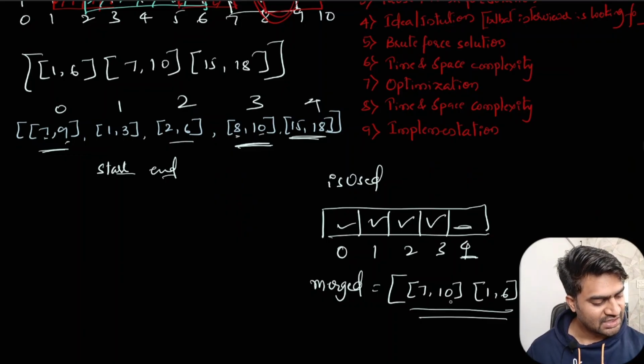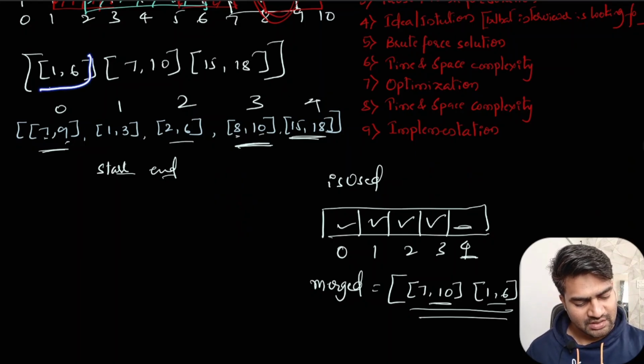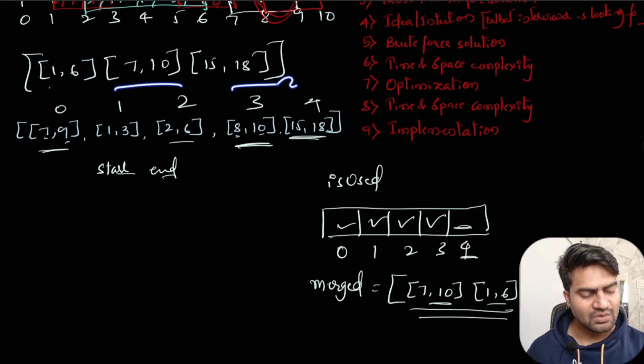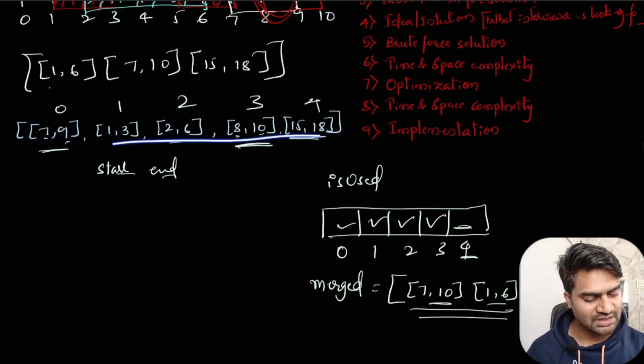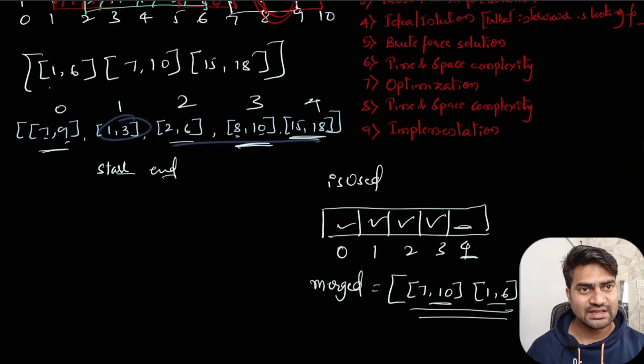Now if you see 1 6, it does not overlap with any other value. 7 10, it does not overlap with any other value. Then 15 18, it does not overlap with any other value. So we successfully processed all the intervals. Now what we did: we took one interval, then we compared it with all the remaining intervals. So basically here we took this one, we compared with all the remaining intervals. We took this one, we compared with all the remaining intervals. Correct, right? So that is what we did.